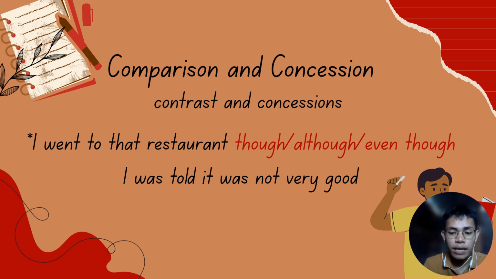Also, just like the previous one, we can put the subordinate conjunction at the beginning. So we can say, even though I was told it was not very good, I went to that restaurant, and we add a comma there.